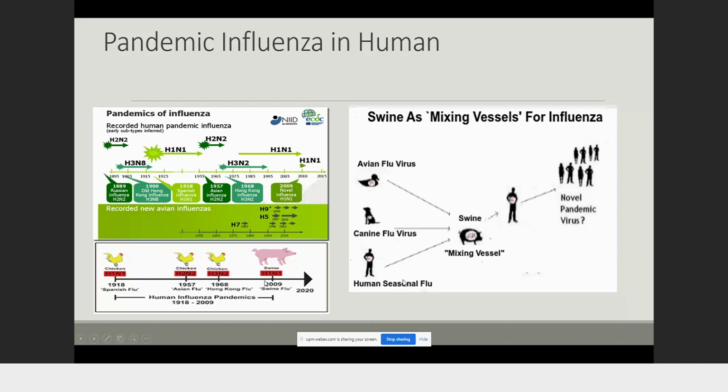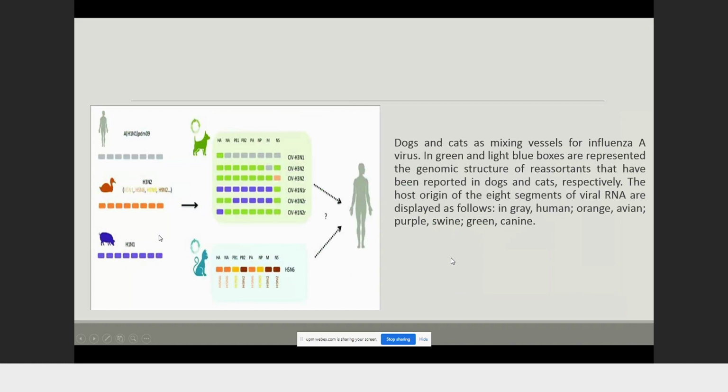Swine flu is a reassortment between swine and human influenza as H1N1, and not only swine, there are lots of animals which actually serve as mixing vessels for influenza. Back in 2010, there was a popular topic where swine are the mixing vessels, but as time passed, it has also been shown that cat and dog also serve as the mixing vessels of influenza virus.